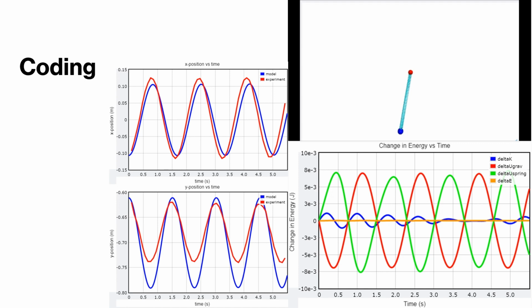And then on the x position versus time and y position versus time graphs, you can see that there is a slight discrepancy between the two graphs, but ultimately they are mostly the same, as the forces are mostly accounted for, but there are some discrepancies, such as no accounting for drag force or friction or anything like that.